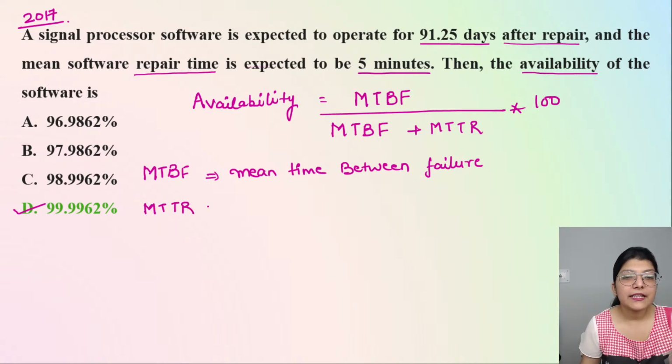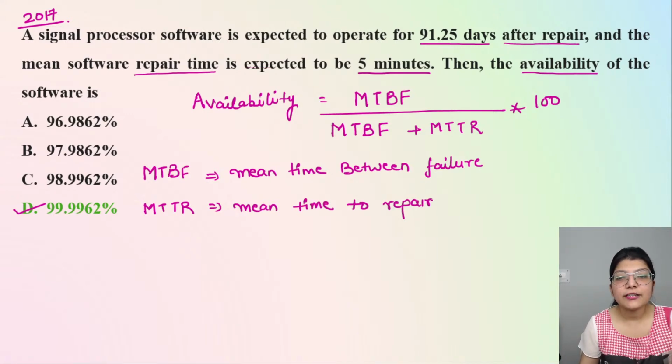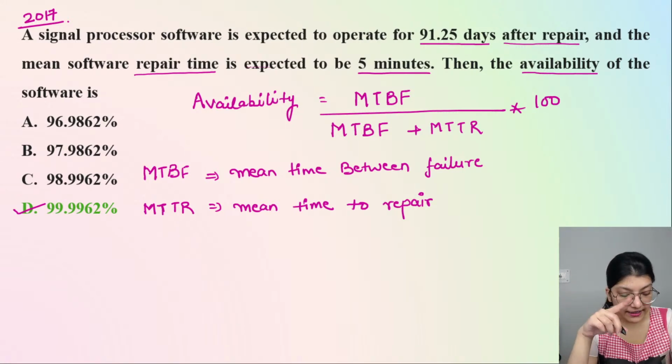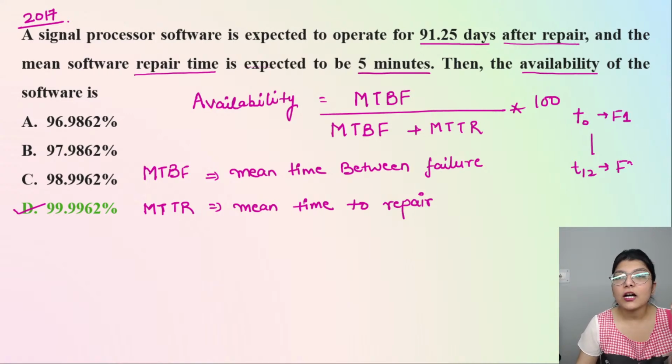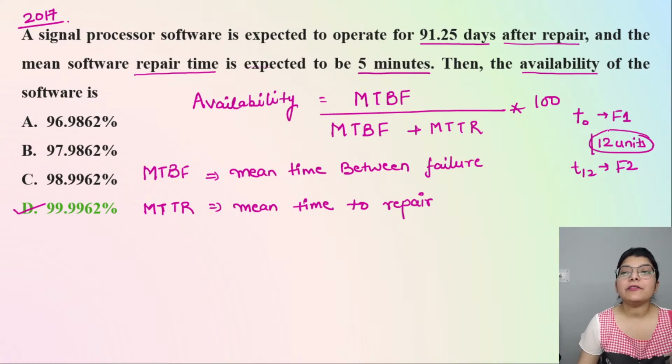And MTTR means mean time to repair. So basically your availability depends on 2 things. One is how much time is taken between 2 failures. Suppose failure 1 occurred at T0, this is your failure 1, and at T12 failure 2 occurs. That means there is a gap of 12 units of time between failure 1 and failure 2. So this is your mean time between failures.